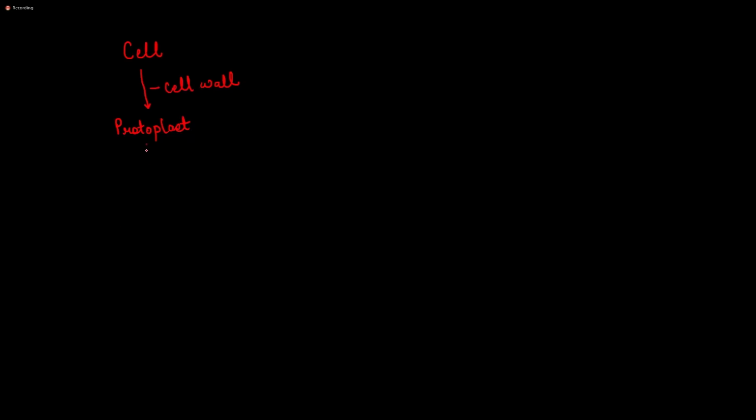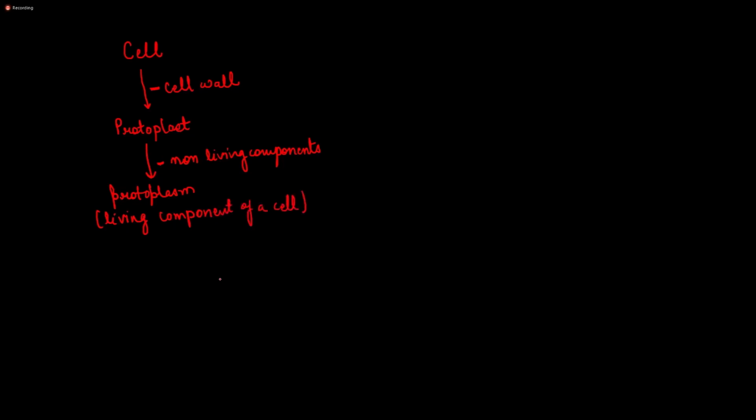Now, from the protoplast, if you remove all the non-living components, so this minus sign means remove, the next component will be called protoplasm. So what is protoplasm? It is the living component of a cell.